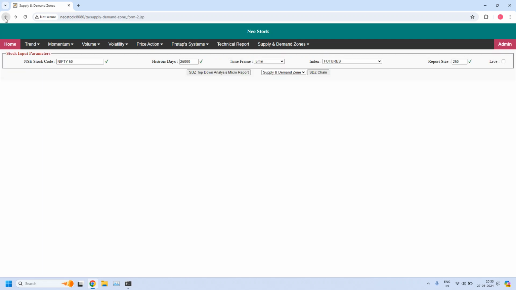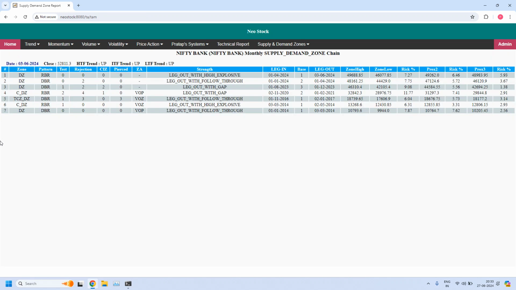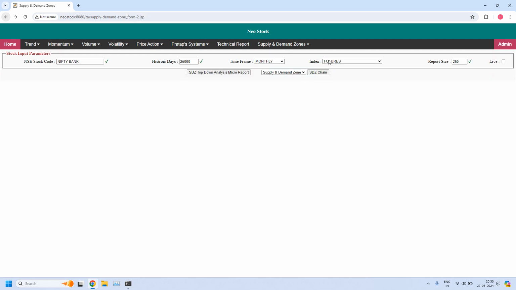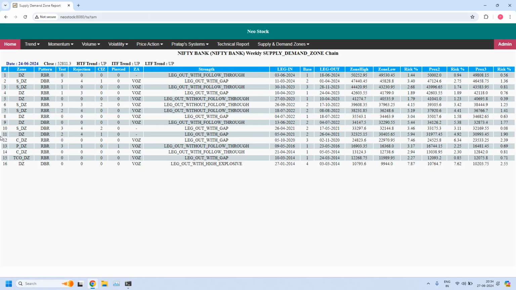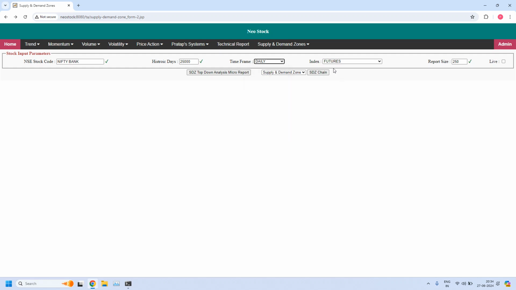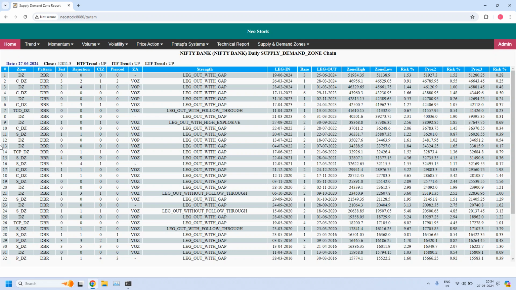Now we will generate for Bank Nifty. That is nothing but Nifty Bank. So let me start generating the chain from monthly time frame. I am generating monthly supply demand zone chain for Bank Nifty. And the next time frame is weekly. This is the weekly supply demand zone chain for Bank Nifty. And the next time frame is daily. This is the daily supply demand zone chain for Bank Nifty.